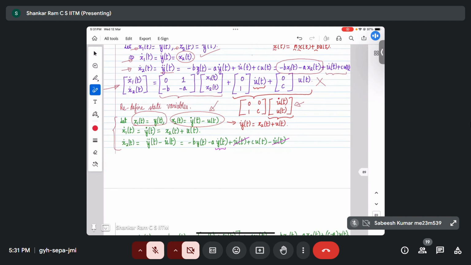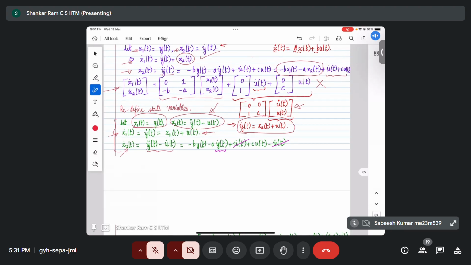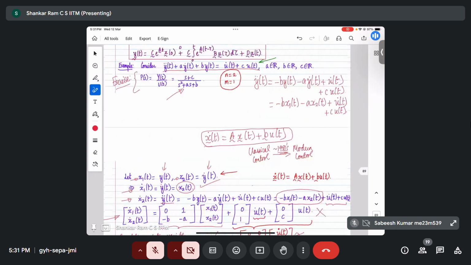So let's continue with this particular example. With this choice, x1 dot becomes equal to y dot. But what is y dot now? Y dot is now x2 plus u. So it's no longer x2, but x2 plus u. We write that x2 dot is y double dot minus u dot. And if we go back here, what is y double dot minus u dot? It is minus ay dot minus by plus cu.